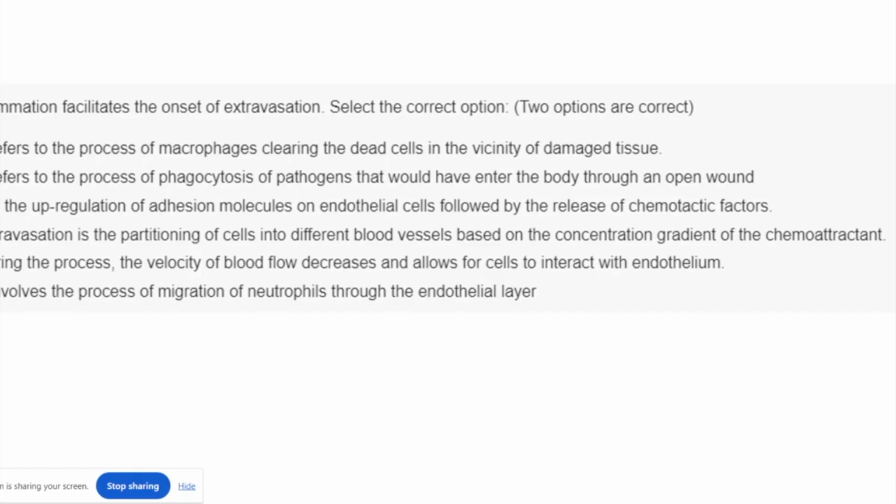During the Option 3 process, also correct. Sorry, Option 3 and the upregulation of last option, adhesion molecules on endothelial cells, followed by release of chemotactic factors. There is upregulation of receptors, right?